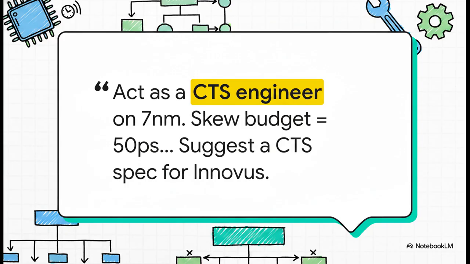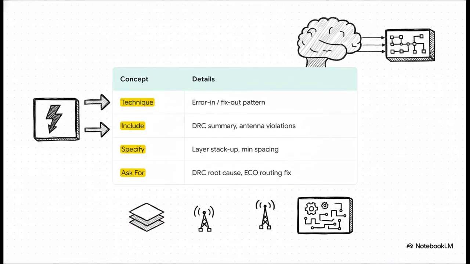Right away, that sets the persona. Then it feeds it the hard numbers for skew budget and clock frequency. It even gives a hint about the topology at once. A prompt this specific is way more likely to generate a useful, well-structured CTS spec file that you can actually use.